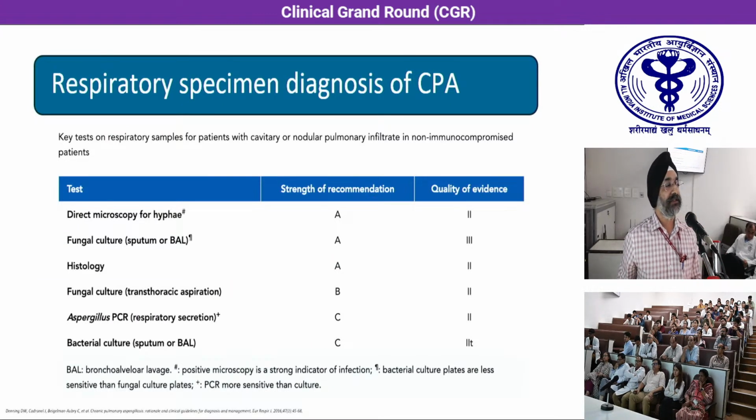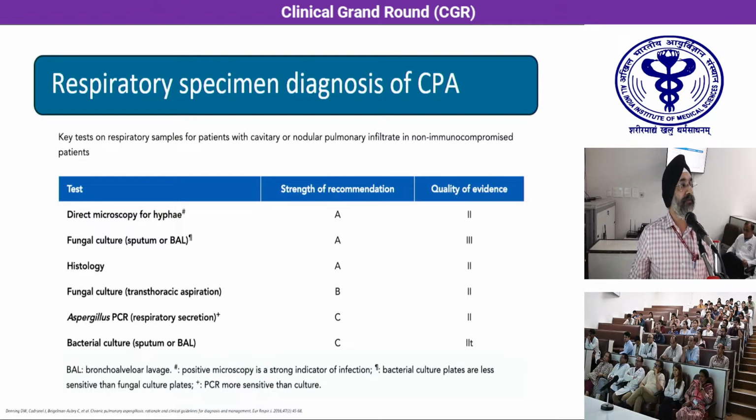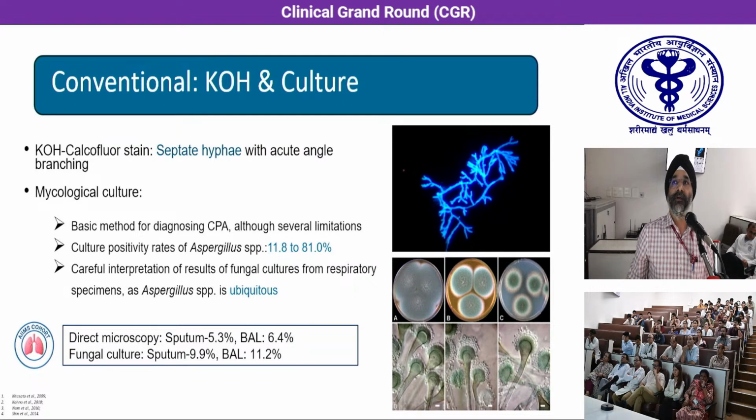If you look at the investigations that can be done on respiratory specimens, the best are direct microscopy, which can demonstrate specific hyphae, fungal cultures, and histology. Although Aspergillus PCR and galactomannan are being done, their sensitivity and specificity, specifically for CPA, is not up to the mark. So this is what we do in the laboratory. Whenever the sample comes to us, we demonstrate septate hyphae with acute angle branching on KOH calcofluor, and on culture.